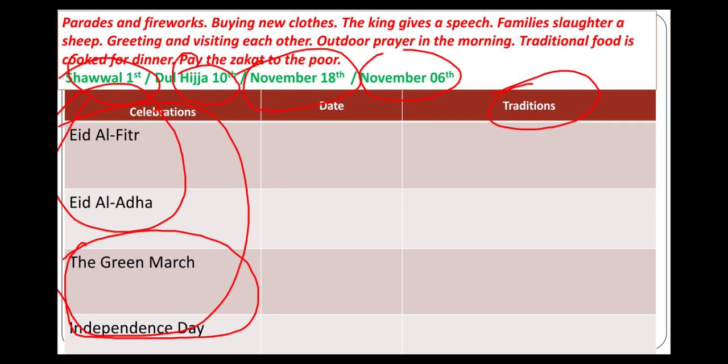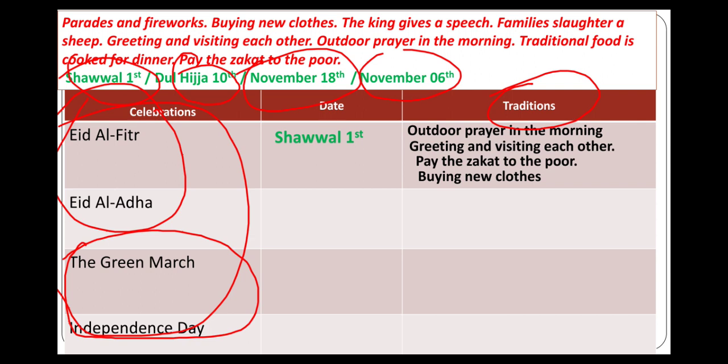For example, Eid al-Fitr. So Eid al-Fitr is celebrated on Shawwal the 1st each year. And some ways we celebrate Eid al-Fitr is by means of outdoor prayer in the morning. So we go outside the house to pray with our sisters, brothers, mothers and fathers. So greeting and visiting each other. And paying the zakat to the poor by donation. So we donate. And also by buying new clothes for children. So parents buy new clothes for their children.